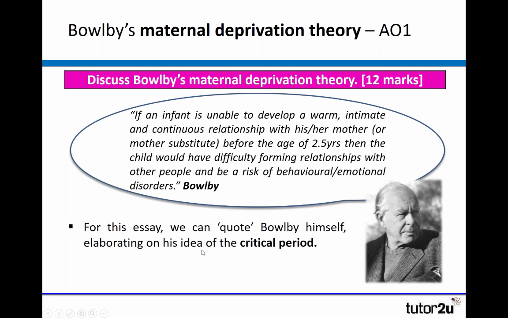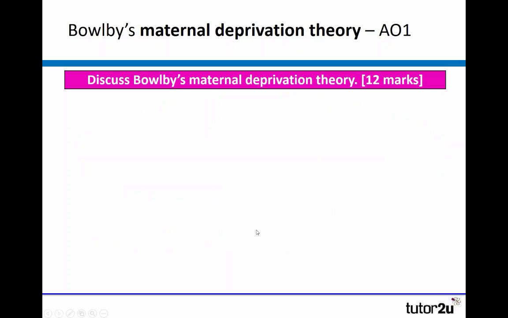So he said, if an infant is unable to develop a warm, continuous relationship with their mother or a mother substitute, so that could be a foster carer, for example, before 2.5 years old, which is the critical period, then the child will have difficulty forming relationships with other people and be at risk of behavioural and emotional disorders. Okay, so he's made it quite clear what he thinks is going to happen. What that means is we can stick that straight into our essay. We can, if we can remember it, literally quote him word for word.